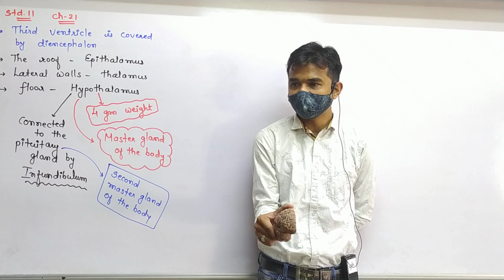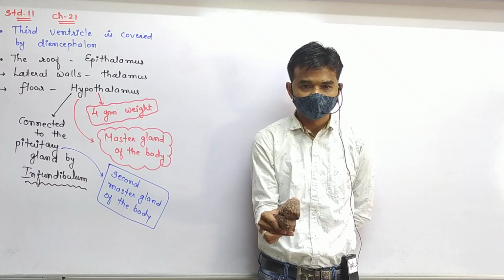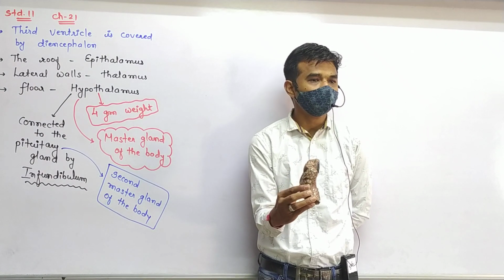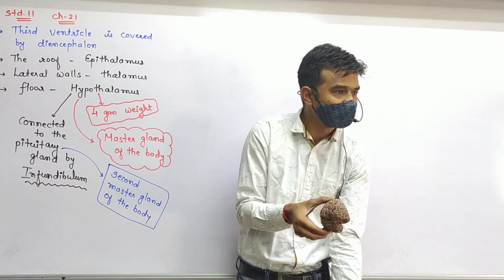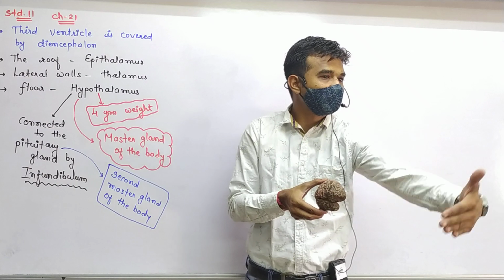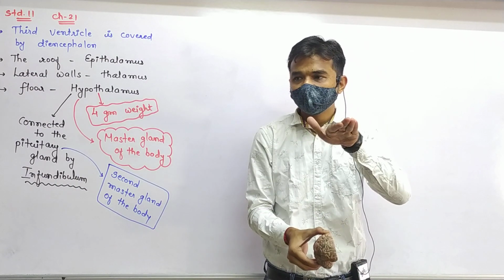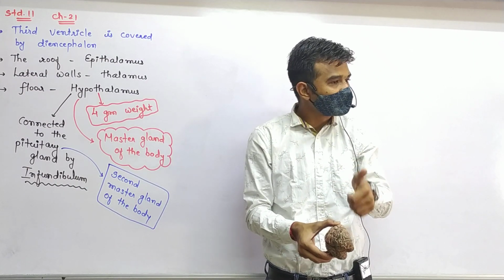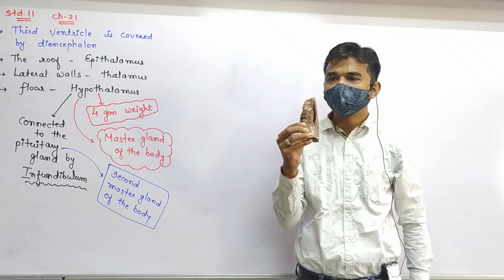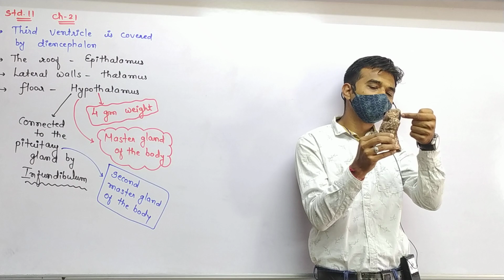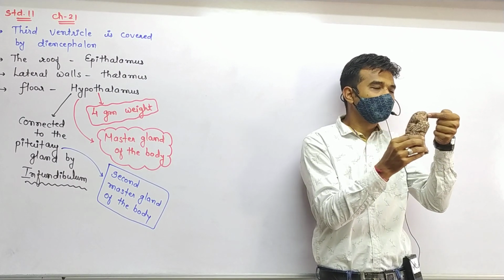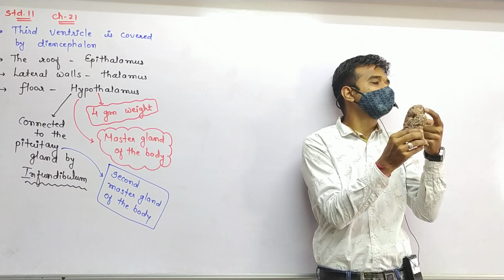The brain is situated like this. This is the inferior view of the brain. Inferior view, front view, back view, superior view. When you see the inferior view, can you see it here? Olfactory nerves are there.